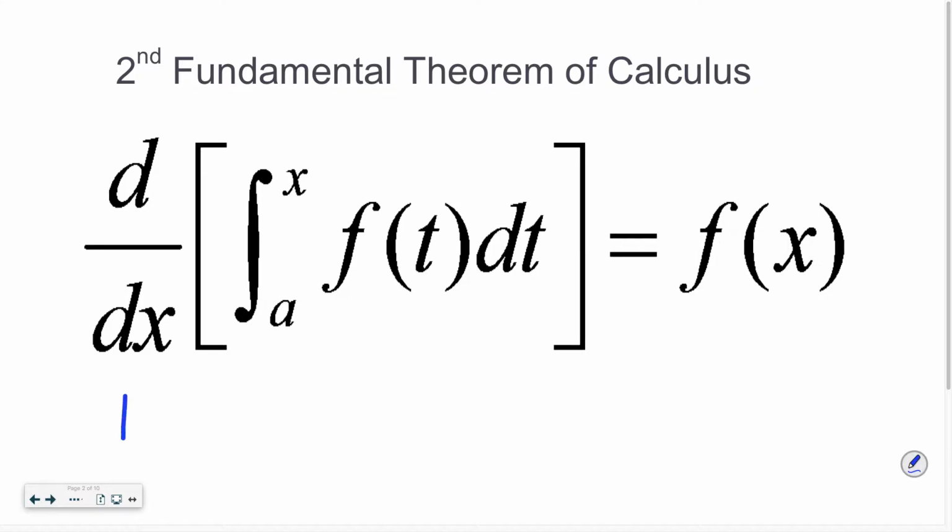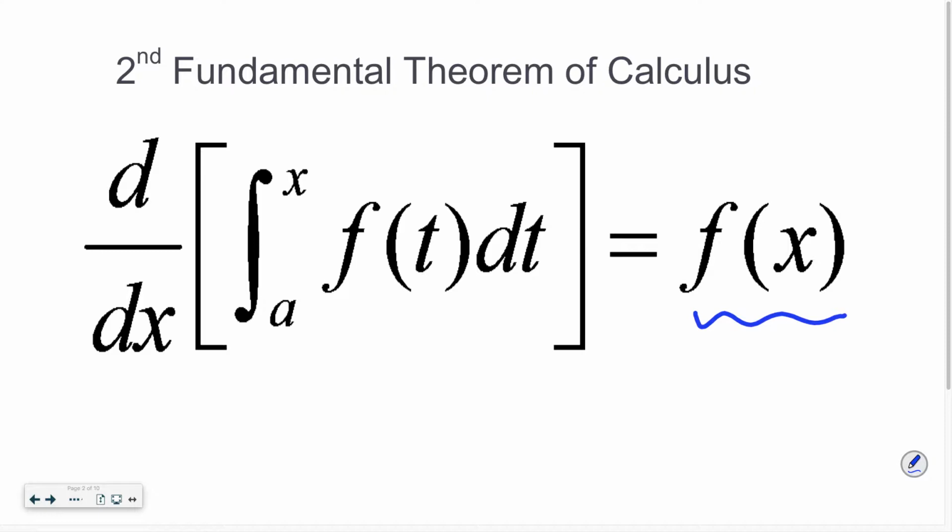What does this mean right here? The derivative. And what does this mean right here? Okay, so Max, what happens when we take the derivative of an antiderivative? Okay, we get the function itself. So these operations are essentially undoing each other. What I want you to notice though is that our antiderivative is a function of t.